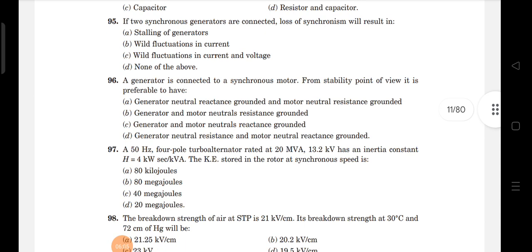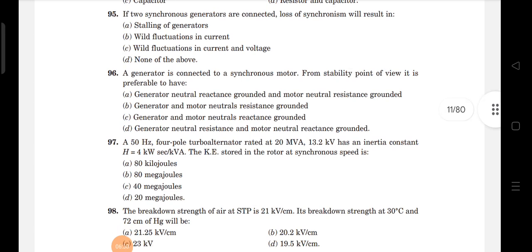Next, 96th question. A generator is connected to a synchronous motor. From the stability point of view, it is preferable to have, okay, remember one point, the generator neutral is always connected to resistance and the motor neutral is always connected to reactance, for the stability point of view.